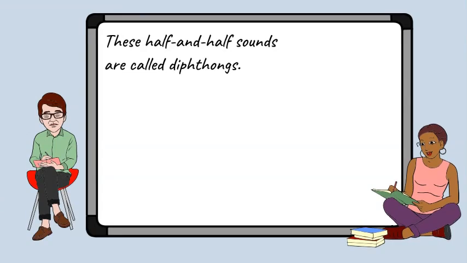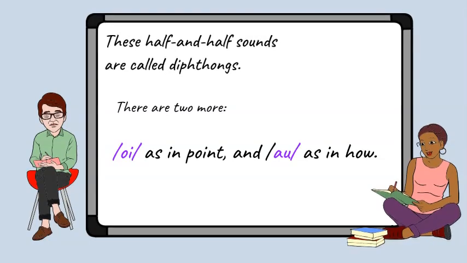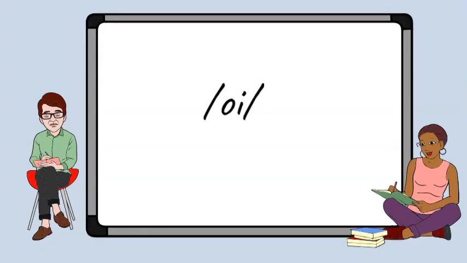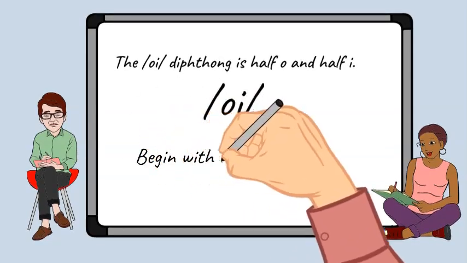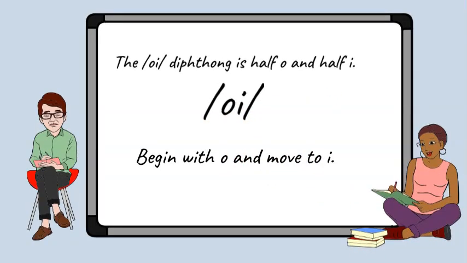These half and half sounds are called diphthongs. There are two more: oi as in point and ow as in how. The oi diphthong is half o and half e. Begin with O and move to E. Oi, oi.